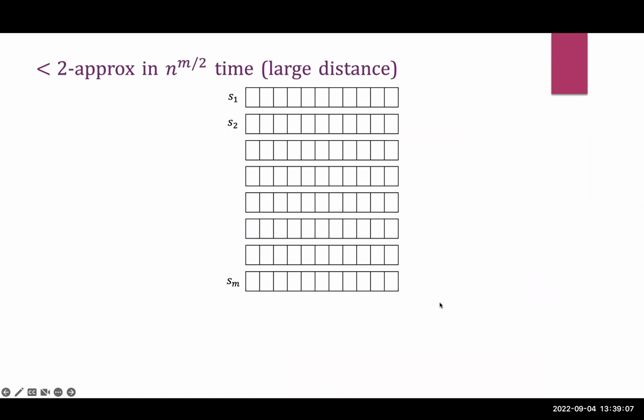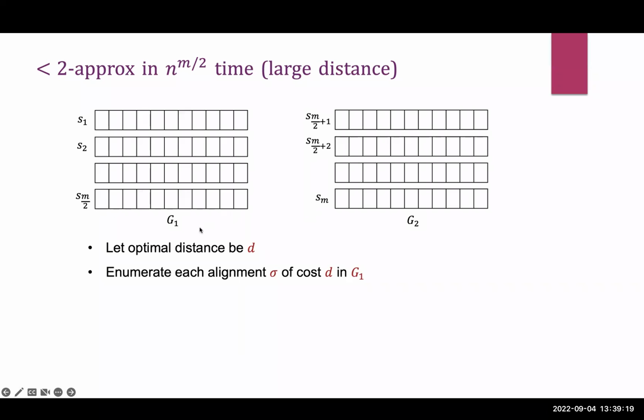So next, I will briefly discuss our below two approximation algorithm for alignment distance, considering the distance to be large. In this algorithm, given these m strings, we first divide them into two groups, G1 and G2, where in each group we have m over 2 input strings. Now let the alignment distance be d.